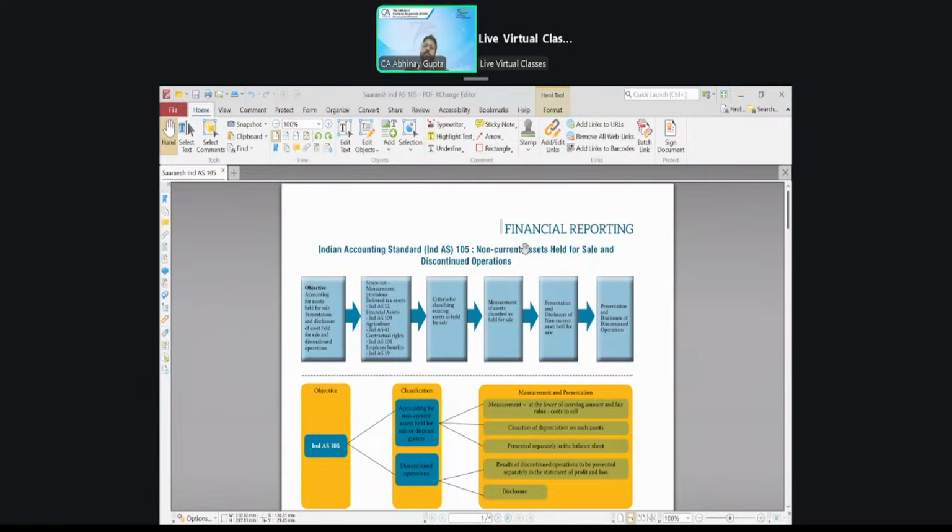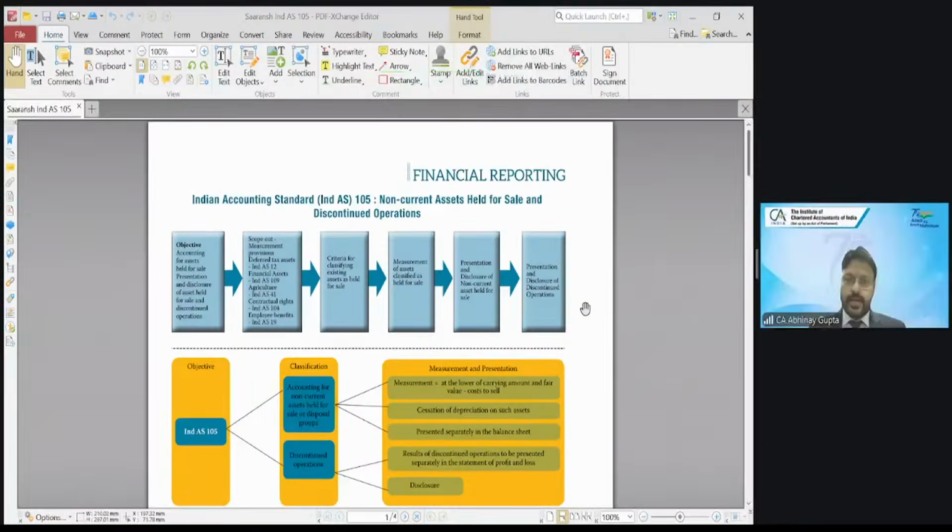Okay, so the topic for the day is Ind AS 105, Non-current Assets Held for Sale and Discontinued Operations. I hope you have attended the LVC class and studied the concepts in detail in that session. But I would like to revise the key concepts quickly before we jump into the practical questions of the topic. So with that agenda, let's start.